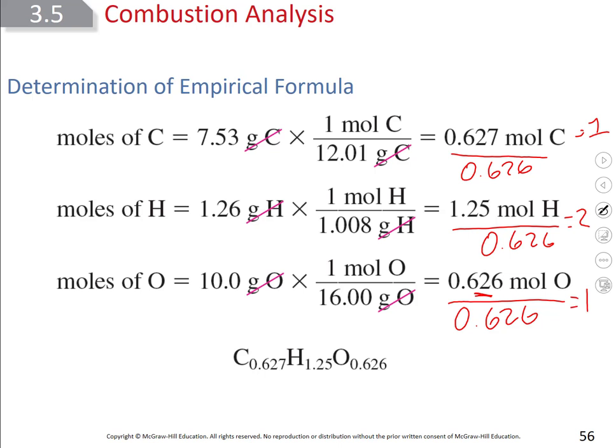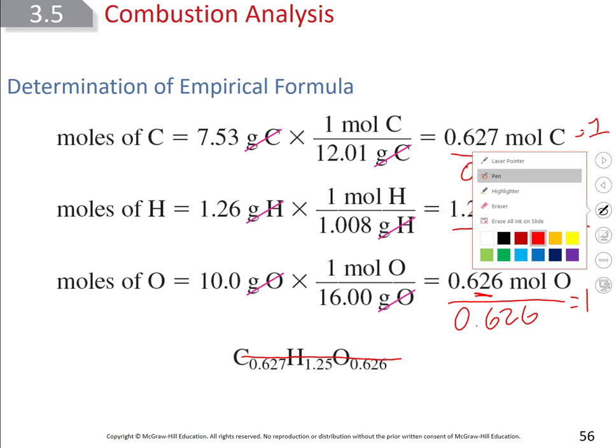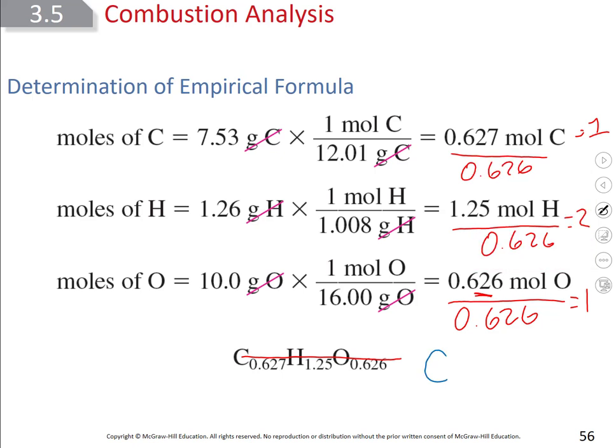So our empirical formula is not this. It's what? Carbon, hydrogen, oxygen. What are our subscripts here? 1, 2, and then an understood 1. So that is our empirical formula.